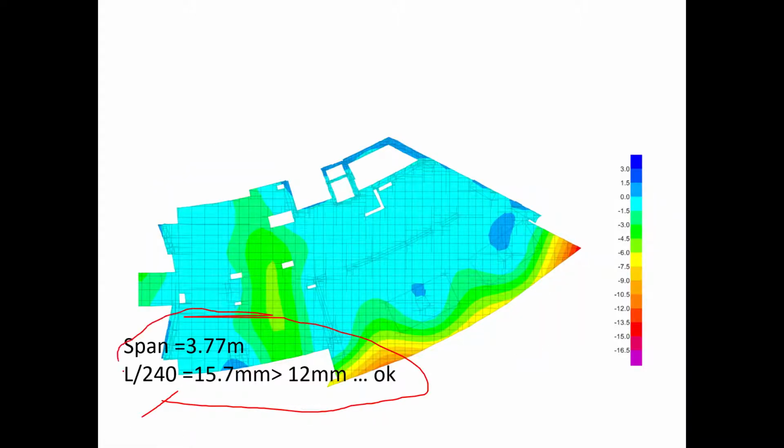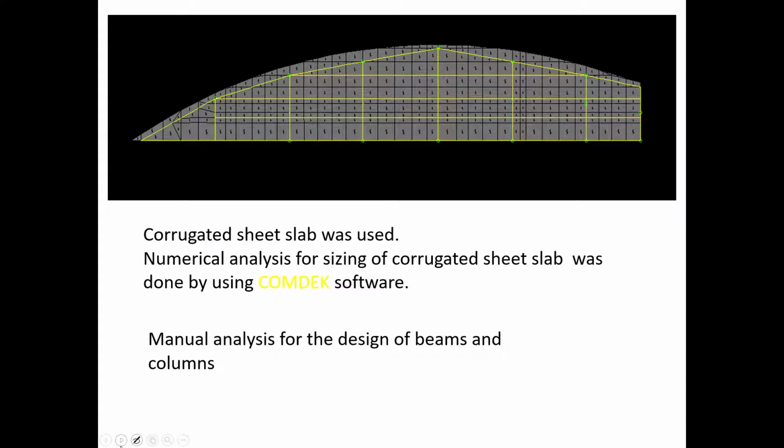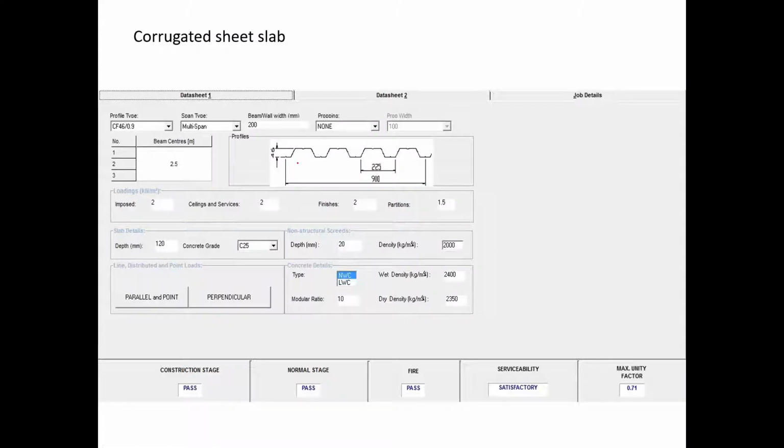We will check the deflection also, and we will do for block A, sorry, which is a steel structure, as we can see, it's not a high-rise structure also. So this is the corrugated slab. Corrugated sheet slab was used also. We used in 2007 actually a software called Comdic, but what we are going to use, this slab can be modeled as waffle slab. We can see this software. Let's see, this is our corrugated slab, sheet slab also. So we can use a waffle slab actually.